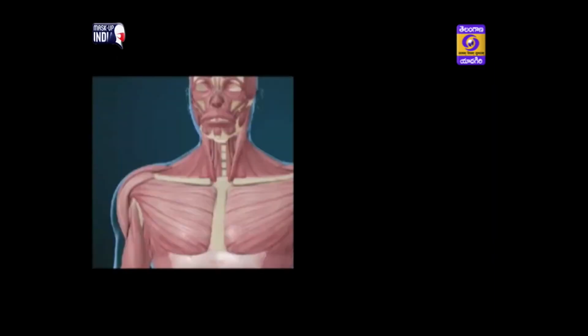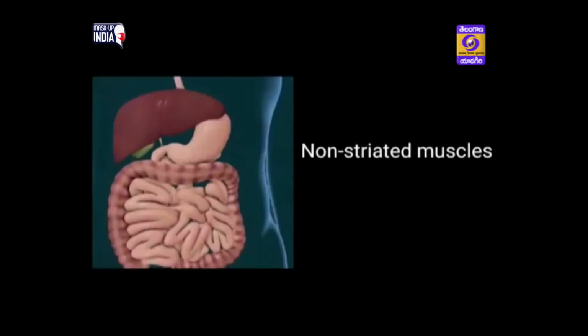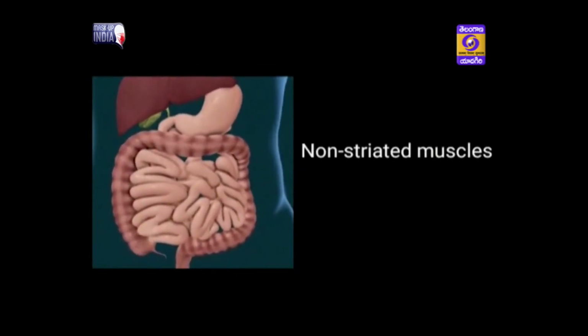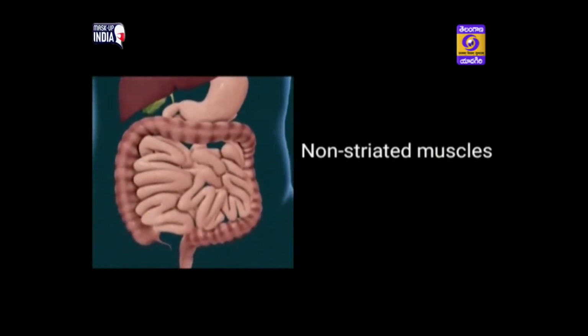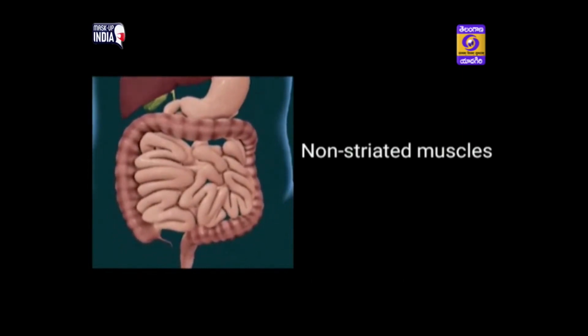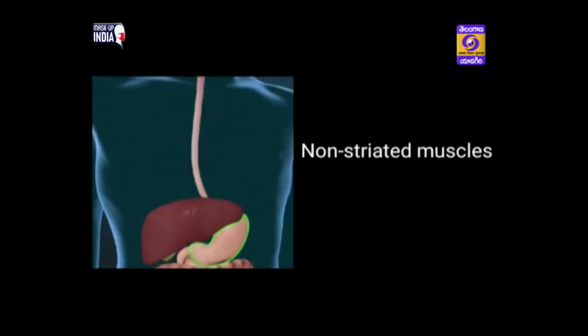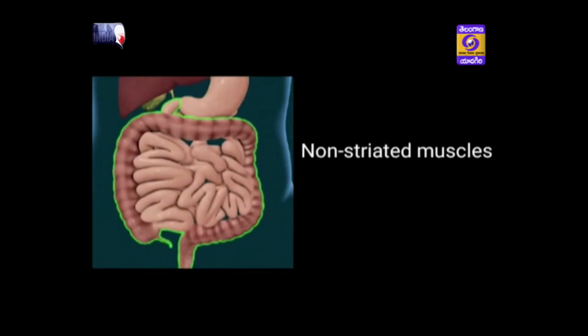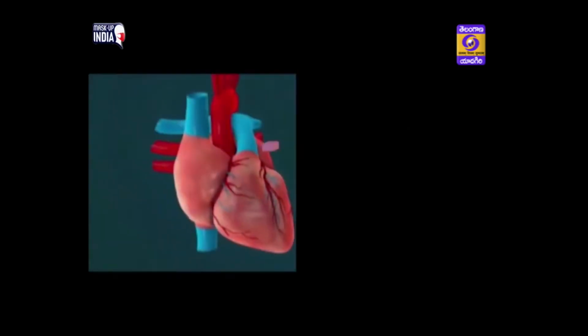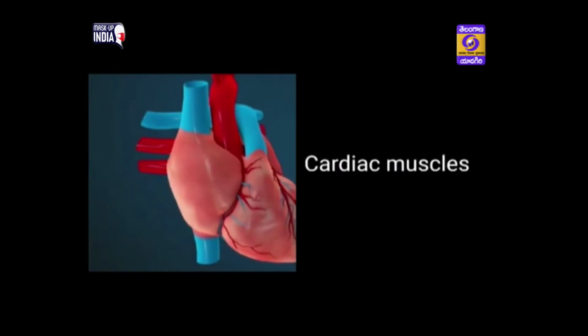shoulder, hands, legs. Some movements like in intestine are not in our control. Non-striated muscles are found here, also called involuntary muscles, like muscles in esophagus, stomach, intestine, uterus and bronchi. Cardiac muscles are present in heart. They are responsible for pumping of blood. Though these muscles resemble striated muscles in structure, they show involuntary movements like non-striated muscles.